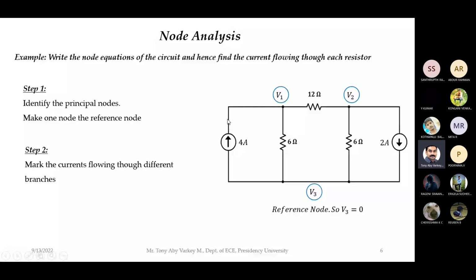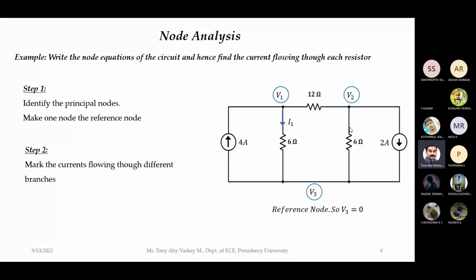Now through this resistor I will mark one current. Through this resistor I will mark one current. Through this resistor also I will mark one current. You can mark in any direction you want. I am marking like this. So this current I am marking as I1. Is it clear? Through this resistor, I am marking down. It is your wish, you can change the direction you want. So I am marking it as I1.